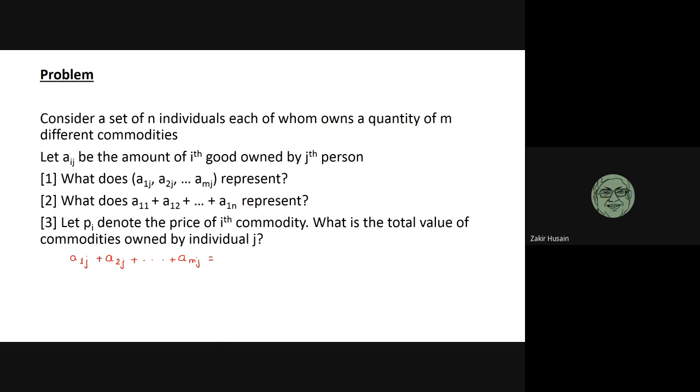So A1j is the amount of good one owned by the jth person. This is the amount of good two. And you have got good m. All these are owned by the jth person. Can we add them up? Can we add them up like this?